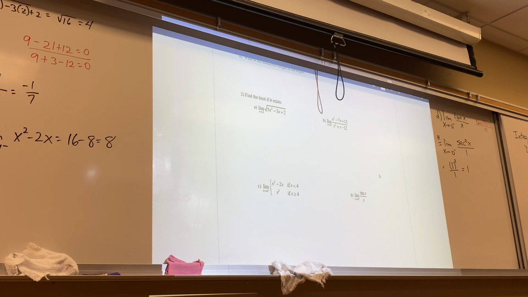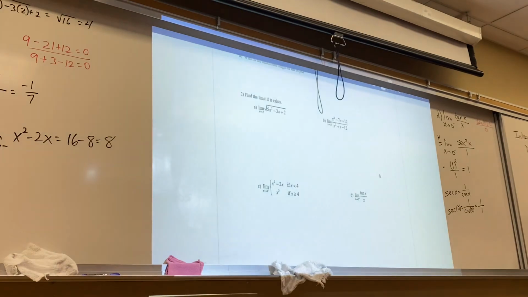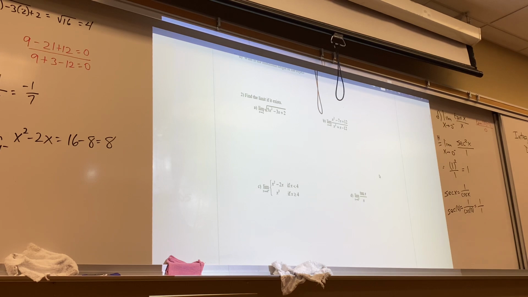What rule says that secant squared is 1? Secant is 1 over cosine, so secant of 0 is 1 over cosine of 0. And cosine of 0 is 1. Why are we doing secant squared x over 1? Why is the 1 there?